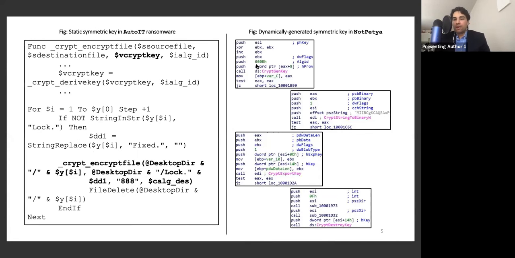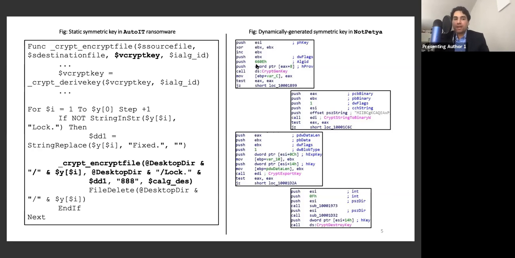So now we move on to what is more popular, which is the use of symmetric key in bulk data encryption. As you can imagine, symmetric key encryption is much faster and is the preferred way of encrypting bulk data. And so most ransomware developers deploy this method.